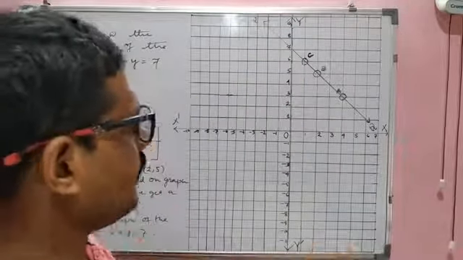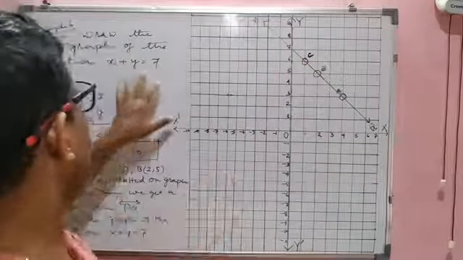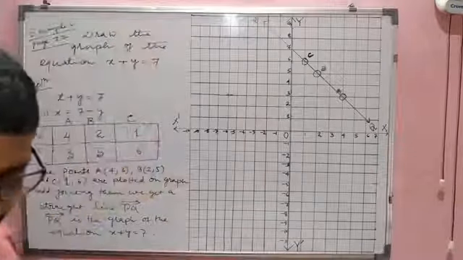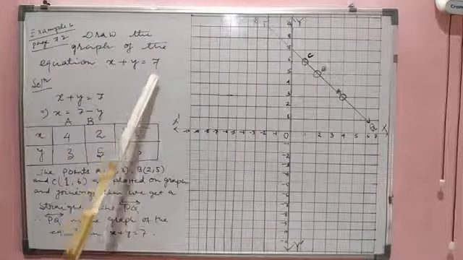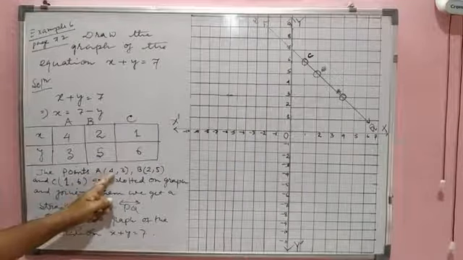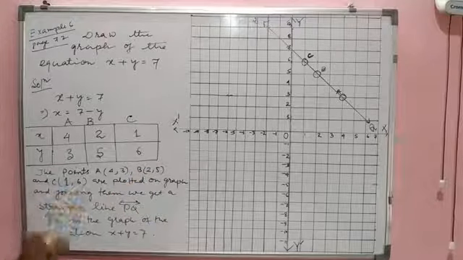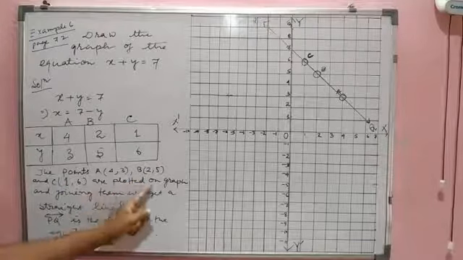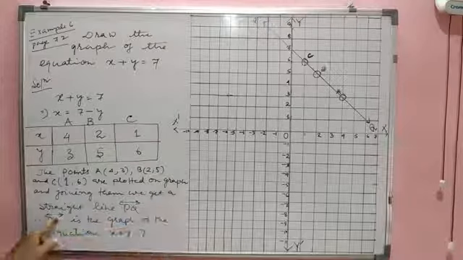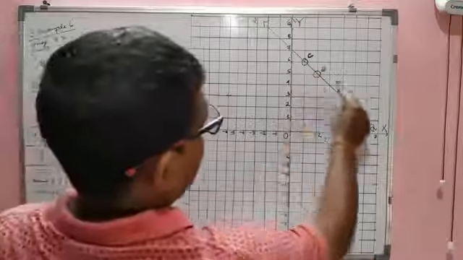I think you are clear. PQ represents the graphical representation of this equation x plus y equal to 7 in the Cartesian plane. That is why we have written the points A (4, 3), B (2, 5) and C (1, 6) are plotted on graph paper, and joining them we get a straight line PQ. See, all these points are collinear.